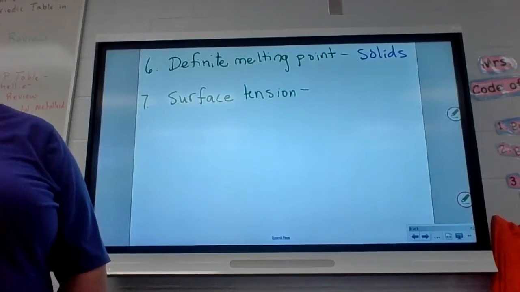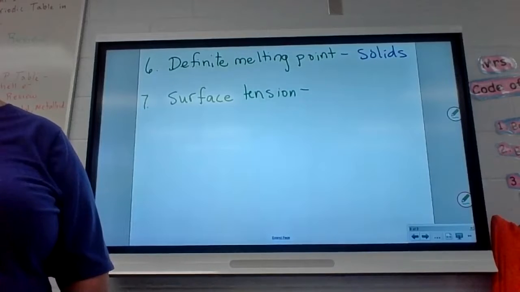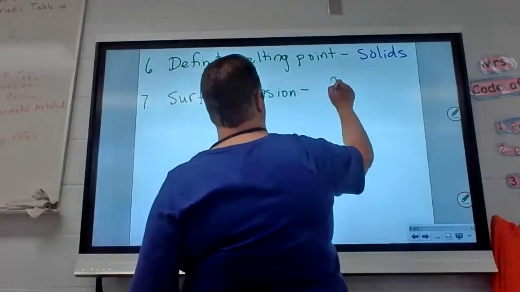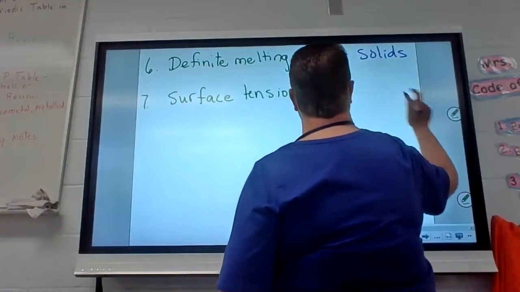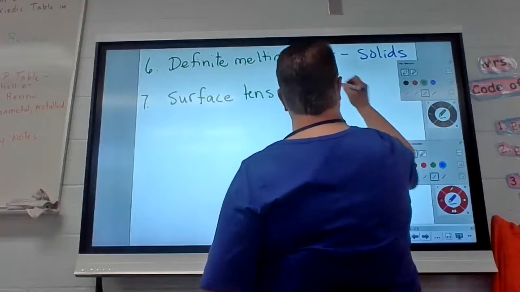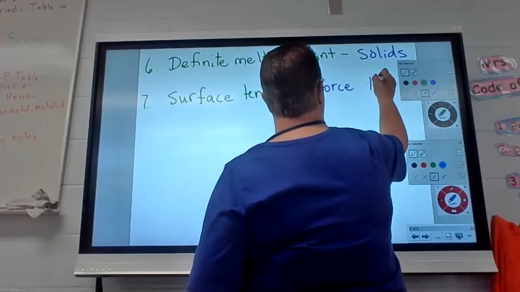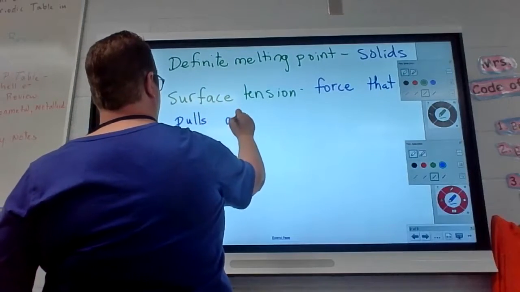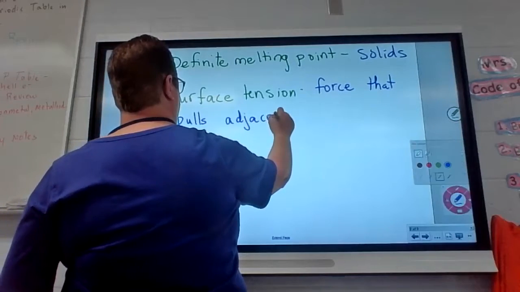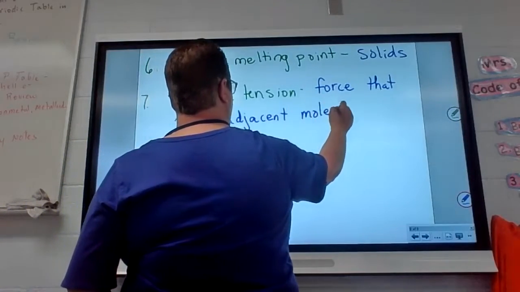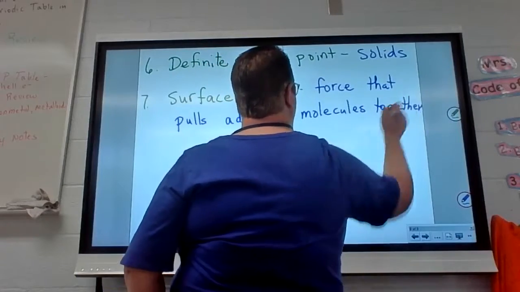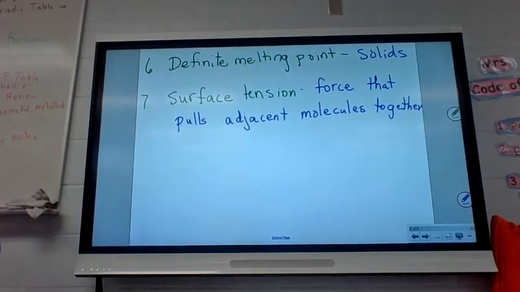All right, surface tension. What is surface tension? Anybody know? It's like how much pressure it takes to come out of the water, something like that. Something along those lines. All right, it's the force that pulls adjacent molecules together.